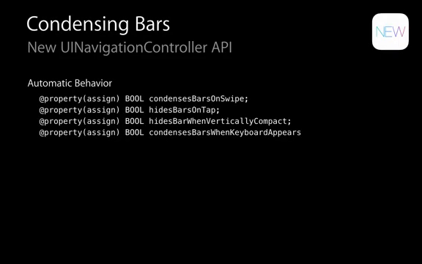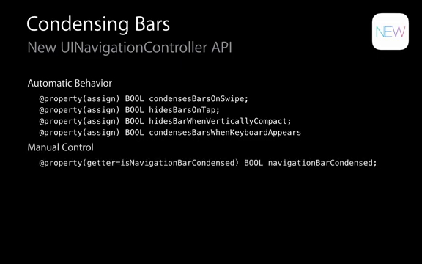So we've added a couple of other properties as well. The bars can hide when you're in a vertically compact environment. They might condense when the keyboard appears. You can control this all programmatically with an animatable property called navigation bar condensed. Well, at least you can control the condensing behavior that way. So yeah, that's it for condensing bars.